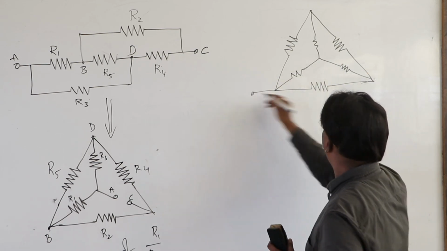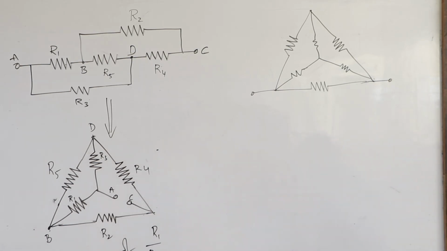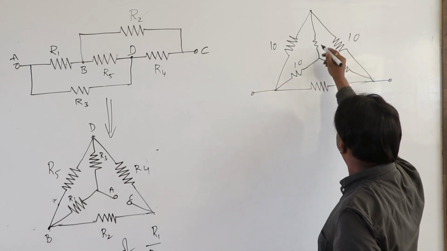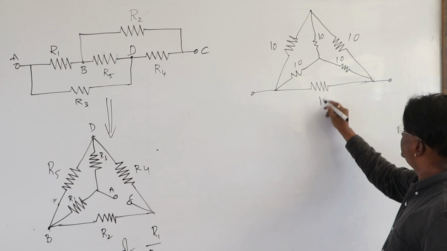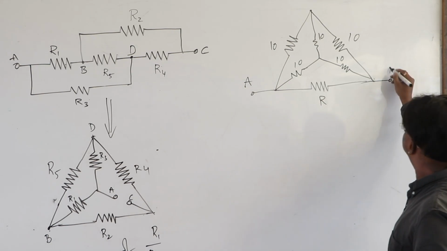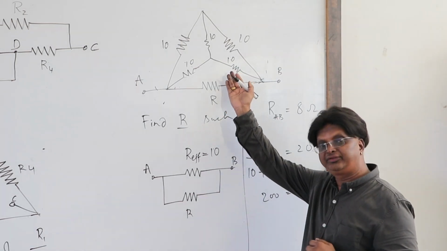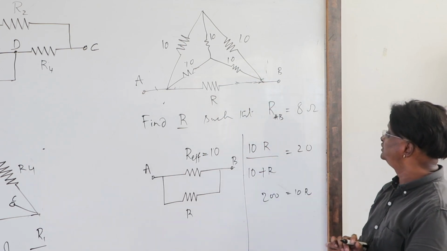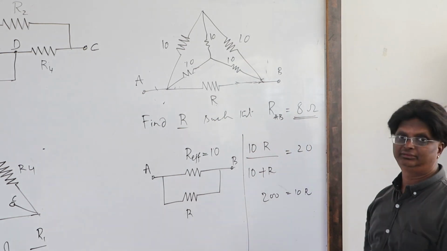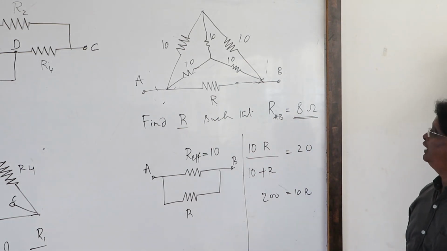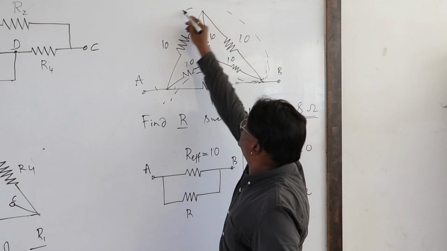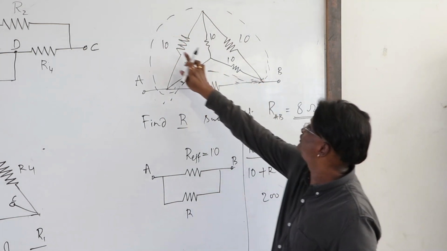Yeah. Now he says all are 10 ohms. This one is also 10 ohm, and here he says this value is R. Now the question is, for what value of capital R will the effective resistance be 8 ohms? 8 ohms.